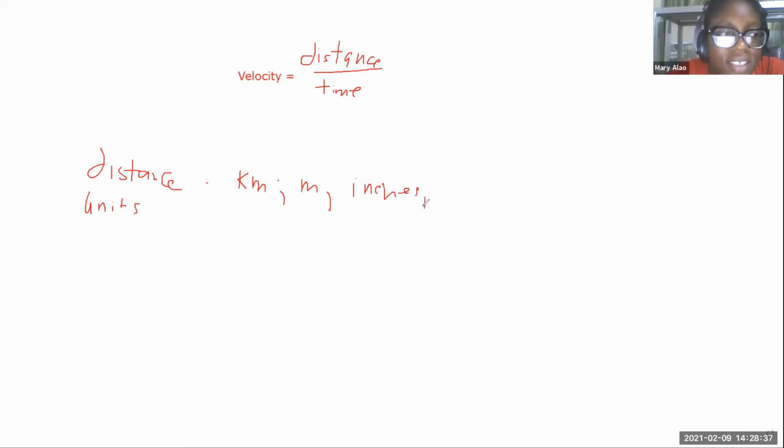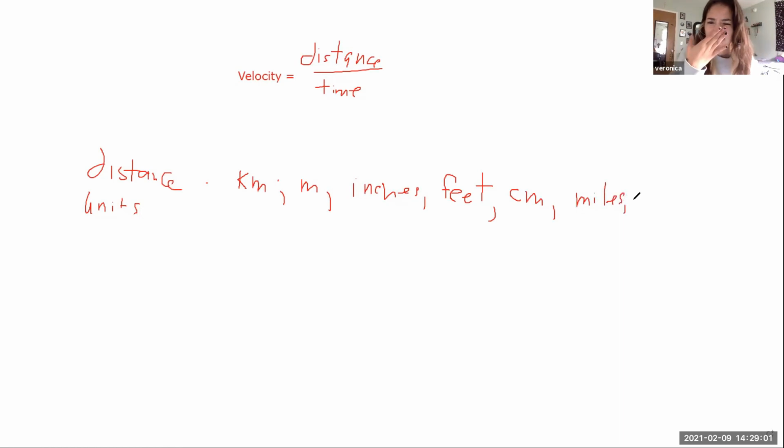You got to remember, we're Americans. We don't know about kilometers or meters. We know about some feet though. So inches, feet, centimeters, miles, yards. Touchdown.